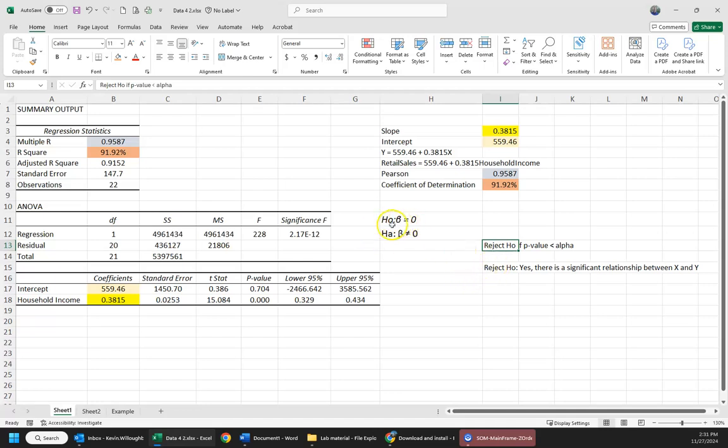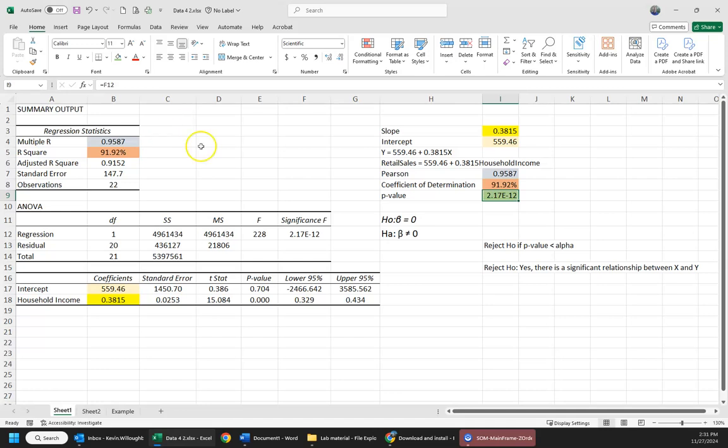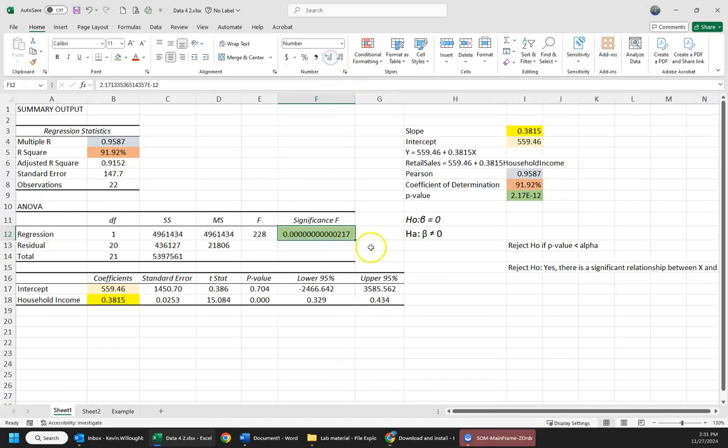So the p-value, what we need here is the p-value, or significance F. Basically, the p-value is found right here. It's a really small value. Let's color code that. There we go. So if you don't understand scientific notation, what you can do is extend the cell a little bit, just change the format to number and increase it. Basically, there's going to be like 11 zeros in there. So this means that it's a really, really small number.